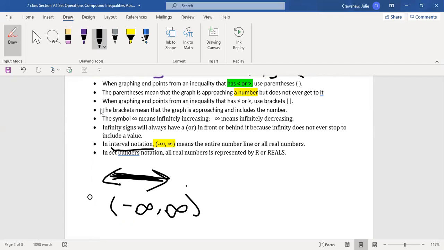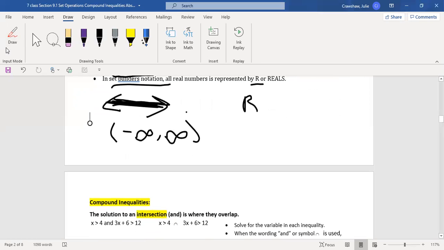We also have what's called set builder notation. And if I'm wanting to state everything on a number line works, sometimes we just use the capital R to represent real numbers, all real numbers. And we talked about that the very first day of class. Counting numbers, whole numbers, integers, rational numbers, irrational, those are all real numbers. And the entire number line consists of real numbers. So let's kind of delve into some of our compound inequalities, and we might get to use some of those symbols.